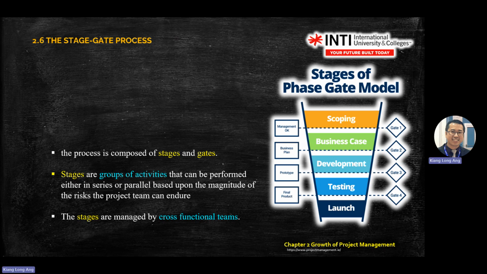The first gate means the first decision. After you do the scope, you need to decide whether it is go or no go. So management must say okay. Then you open the gate. Then you go into the business case. In the business case, at gate number 2, you need to make sure your business plan is okay. Business plan means proposal, everything. Once you have all the documents, this gate will open, go to development.